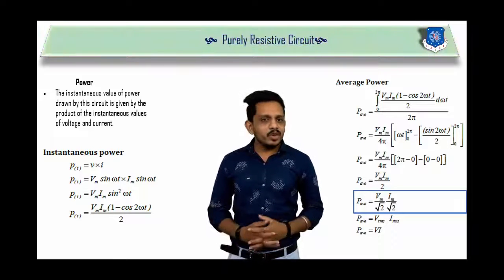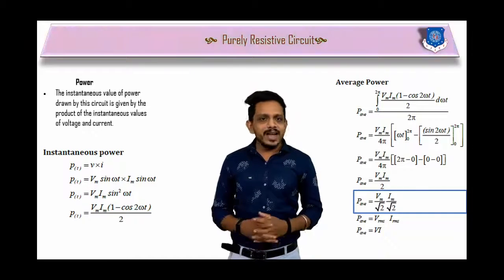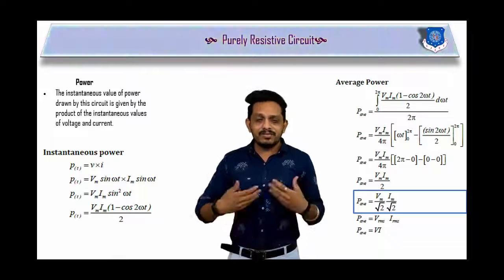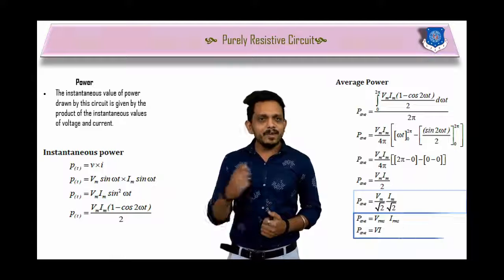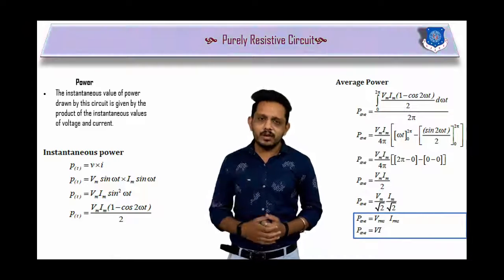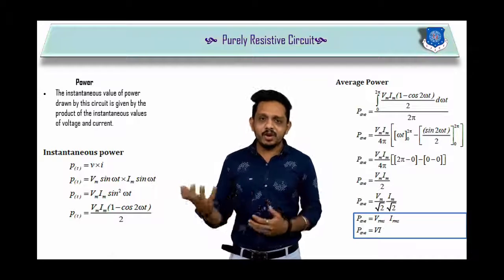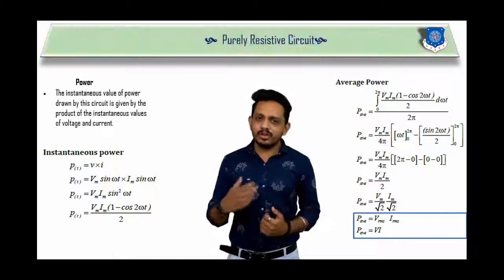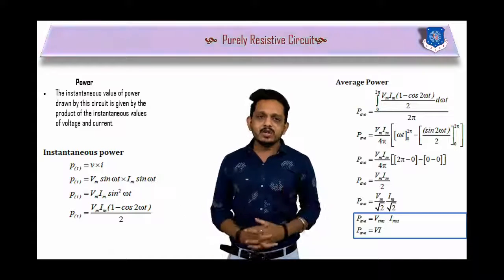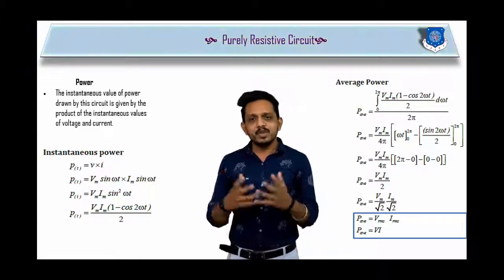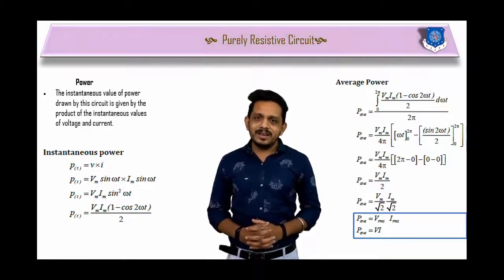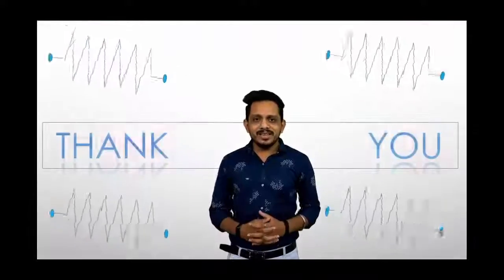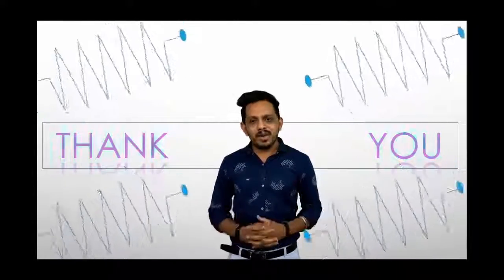In this way you can analyze any type of circuit. While analyzing any circuit, you need to find the equation of current, the magnitude and the phase angle of current, meaning whether current is lagging, leading, or in phase. You also need to draw the waveform and phasor diagram, and find the average power consumed by that circuit. So this was all about the pure resistive circuit. In the next videos, we will analyze the pure inductor circuit and pure capacitor circuit.